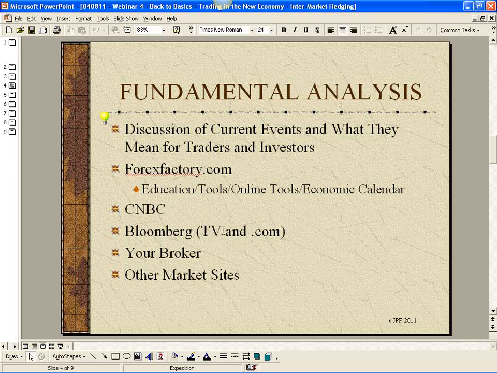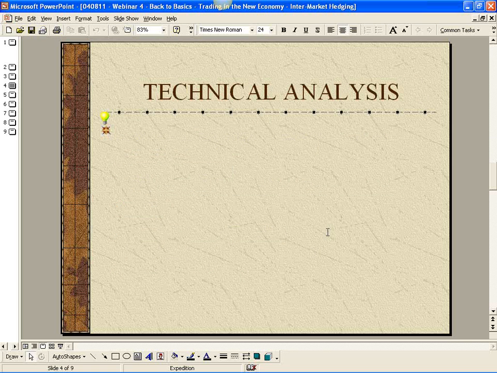Bloomberg TV is a great website with streaming news on your computer. Bloomberg TV and Bloomberg.com are a great place to get a good international view of what's going on around the world, with a lot of good foreign currency related news articles. Your broker, as I talked about, Interbank FX, has a number of links, so use your broker and then obviously other market sites that you're already using.